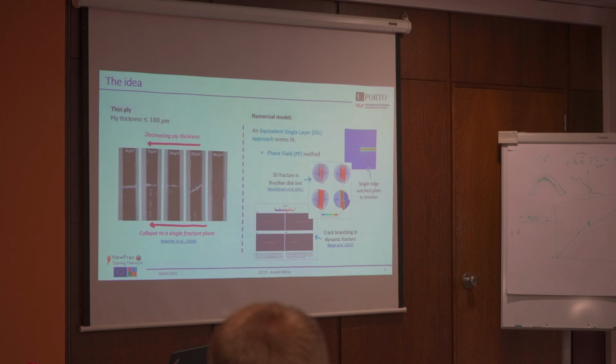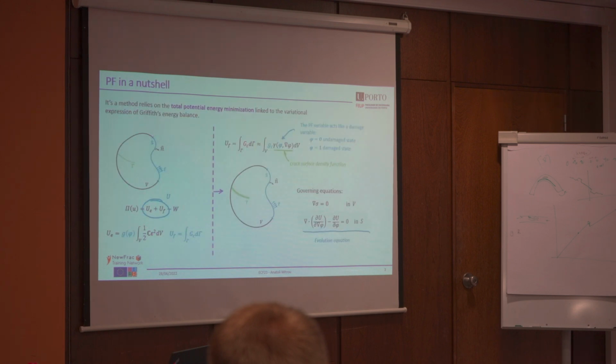And this leads to the idea that you can use brittle fracture methods to simulate their damage in an equivalent single-layer form, modeling the whole laminate at the macro scale to simulate its damage. And while you might have seen this quite a few times today, my notation is slightly different, so I'll just present it here. The main thing I point out is that, as everyone knows, the phase field method relies on the minimization of the total potential energy.